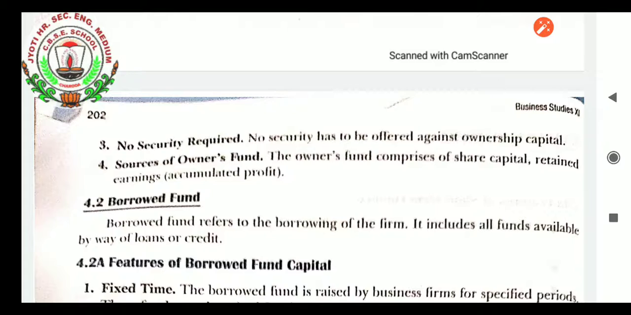Very first, we will learn what is borrowed fund. Borrowed fund, students: at some times when we are not able to increase our capital through shares, we can borrow money from the market. That is known as borrowed fund. It includes all funds available by way of loans or credit.